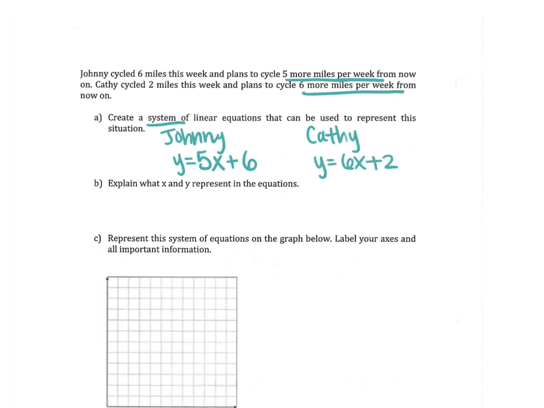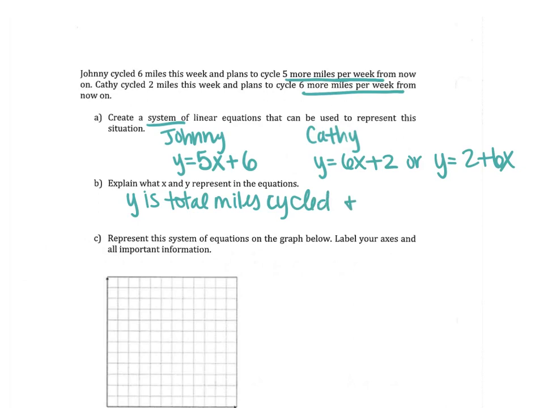Okay, hopefully you got something along those lines for Kathy. This would work too, as long as you don't put the x with the 2, because that's her starting point. 6 is what's going to be added on per week. All right, so I would say y is the total miles cycled, and x is the number of weeks.